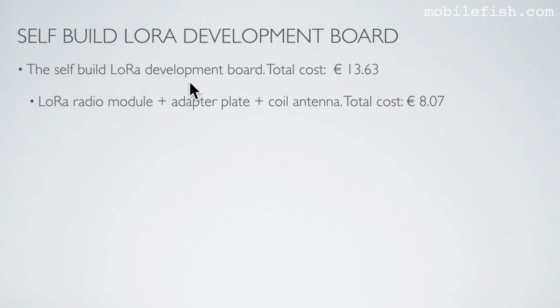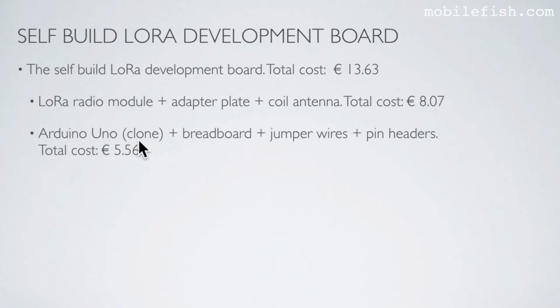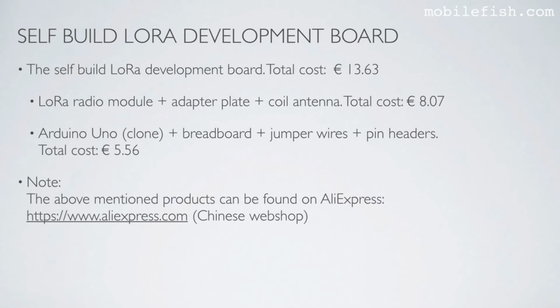The development board consists of the LoRa radio module, adapter plate, and coil antenna. Total cost is €8.07. And the Arduino Uno, breadboard, jumper wires, and pin headers. Total cost €5.56. The above mentioned products can be found on AliExpress. That's a Chinese web shop.